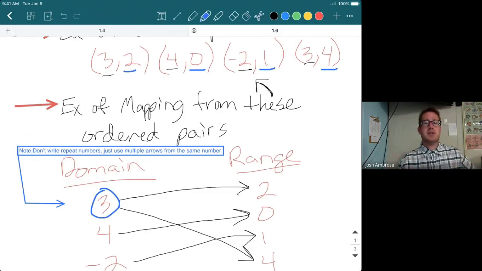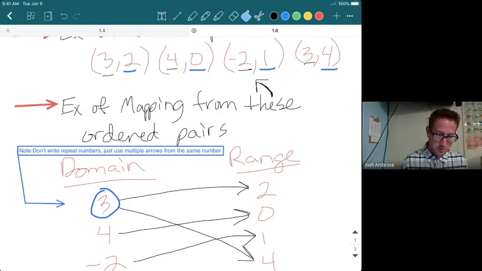And this is how you express to me that the number 3 has 2 different ranges because it's being used twice. Okay, so you'll see that the number 3 has an arrow going to the number 2, and that same number 3 has an arrow going to the number 4. All right, and then in the domain, go down to 4, follow the arrow, it goes to 0. In the domain, go down to -2, follow the arrow, and it goes to 1. And that just coincides with those ordered pairs that you see directly up above it. Okay, so ordered pairs are one way of showing it, mapping is the other way of showing it.